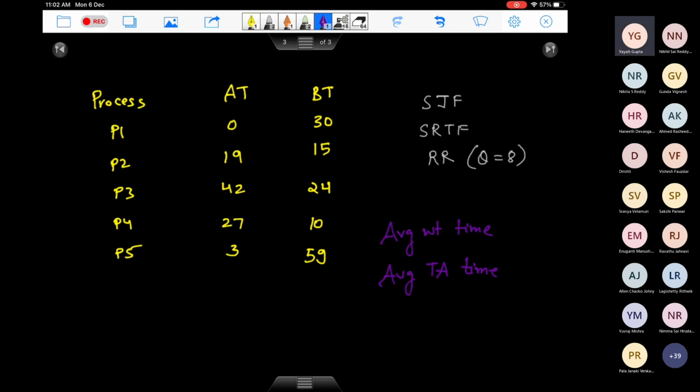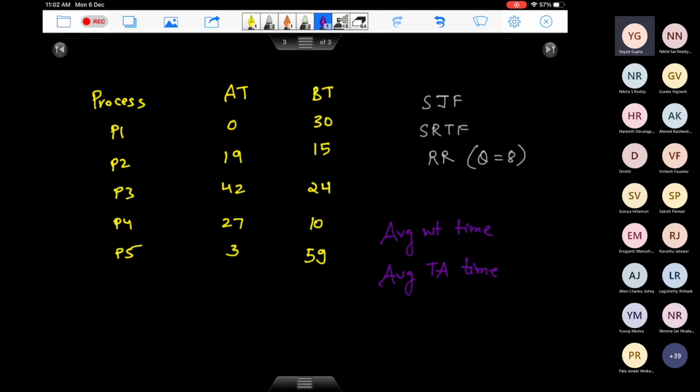So breaking ties is up to you. You can break ties in any way. So that way, different students can get different answers. You can break the tie based on the arrival time here, or you can also break the tie based on just the process IDs.